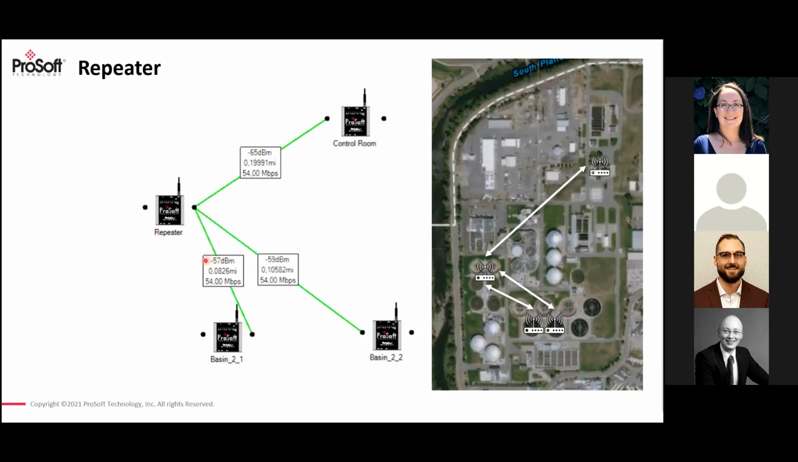So the tool gives you a recommendation how strong the signal will be. For those of you who know Wi-Fi, they know minus 60 dBm is a good signal. As long as it's good or very good in the ProSoft Wireless Designer, it should be okay. What you need to consider is you don't want to go too low.